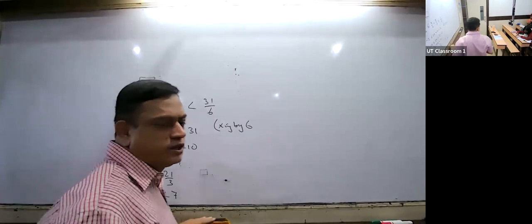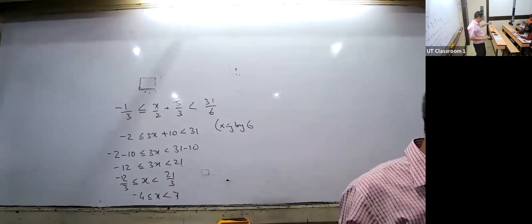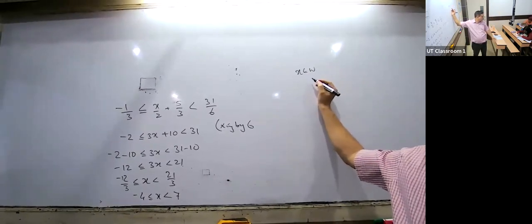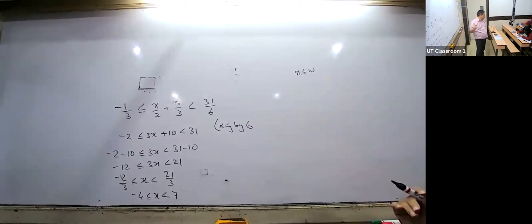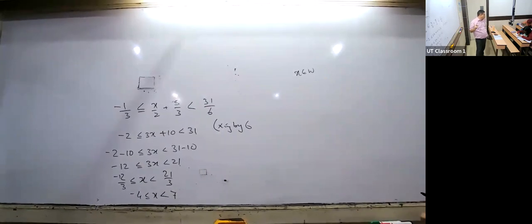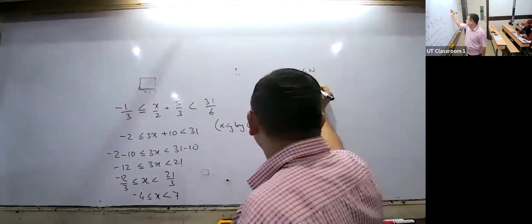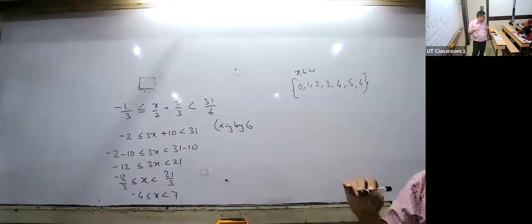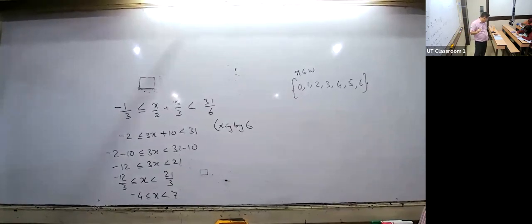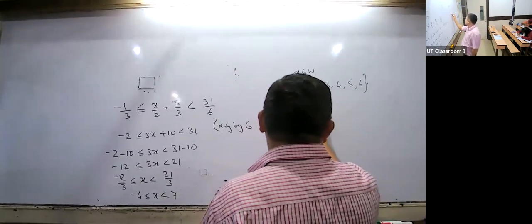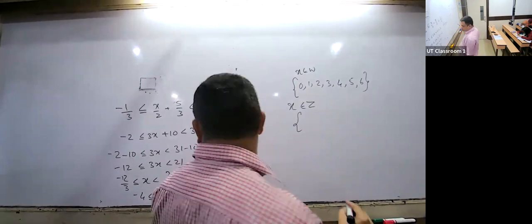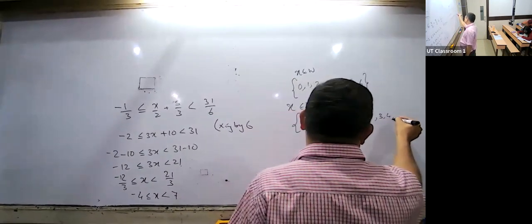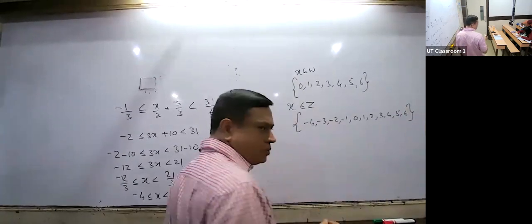What is the first replacement set? x belongs to W. Look and tell the solution. You did not write this one? Then solution, x belongs to N: 0, 1, 2, 3, 4, 5, 6. Next one. What is the second set? x belongs to Integer. Tell the solution set. Minus 4, minus 3, minus 2, minus 1, 0, 1, 2, 3, 4, 5, 6. That's it.